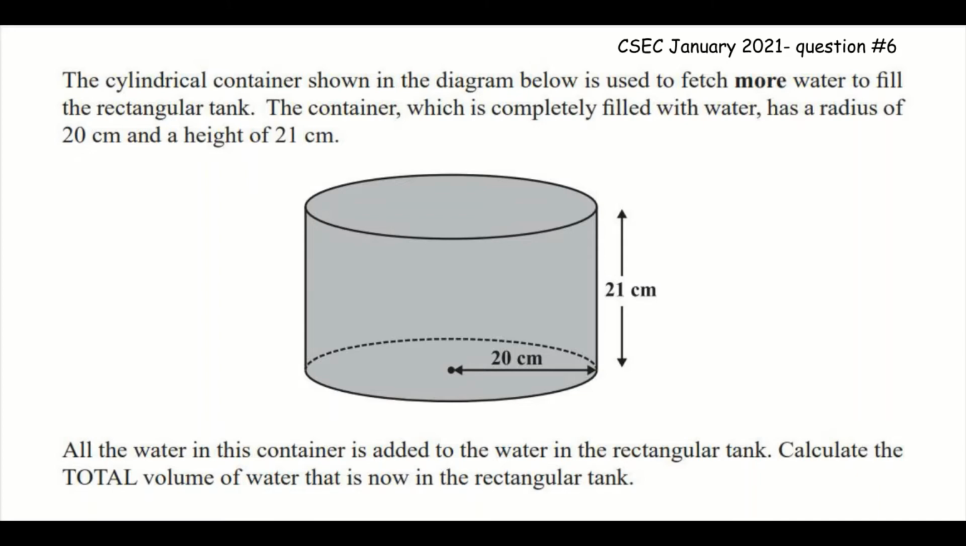So first thing we need to do, calculate the volume of the water in this tank. And they say that this tank is completely filled. So how do we find the volume of this shape? We want to know the volume of a cylinder. Now let's go back to our formula sheet in case you have forgotten that.